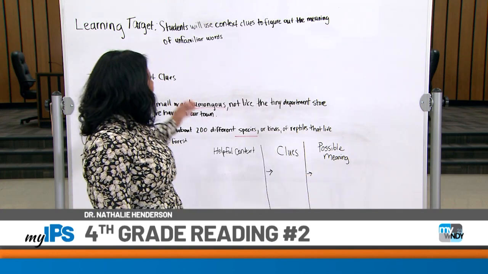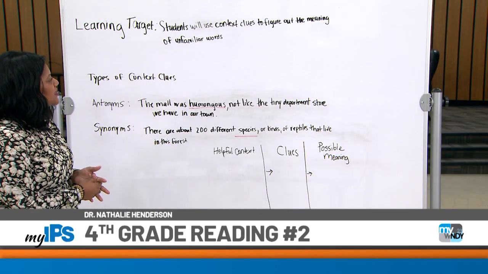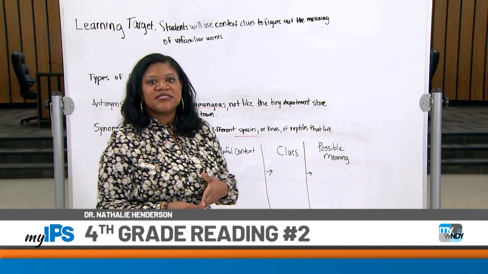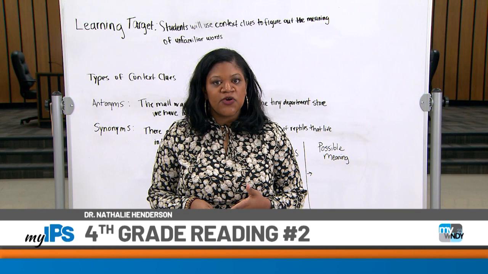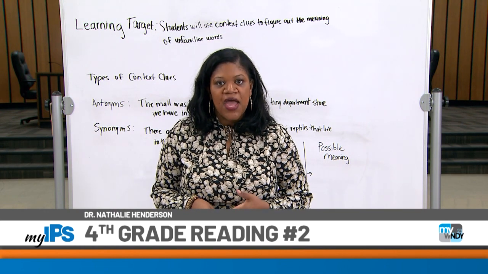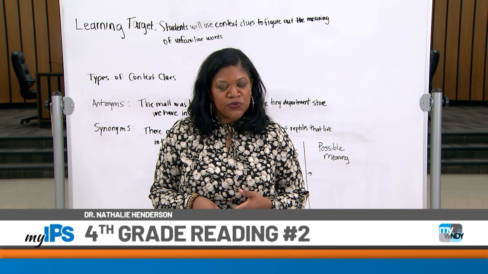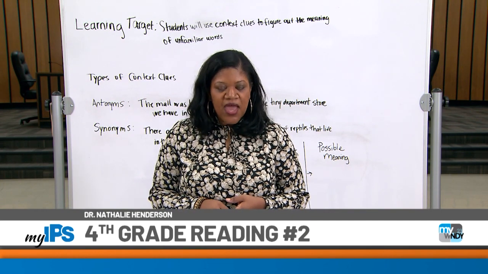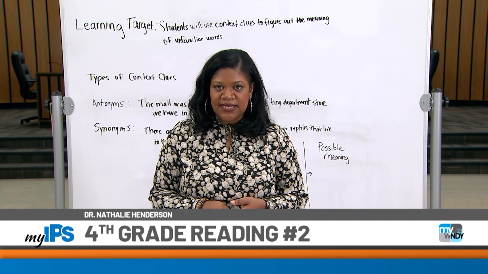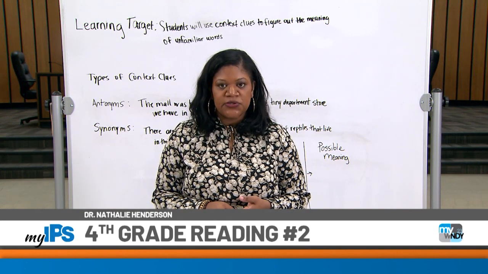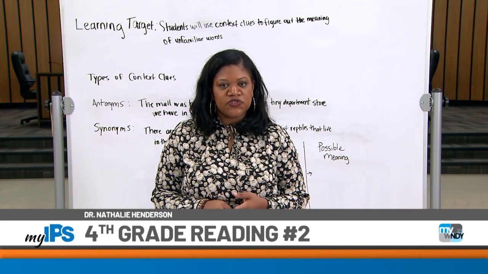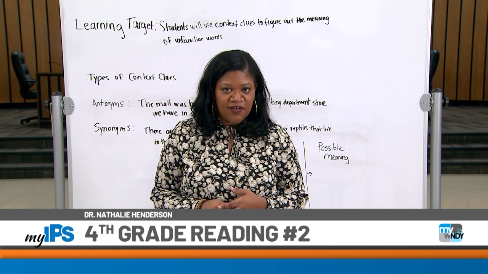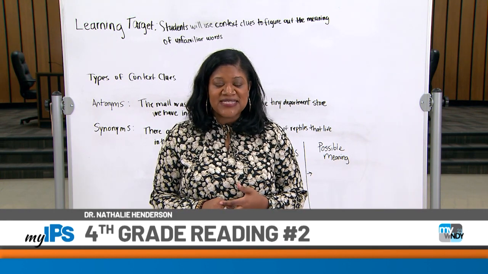Behind me, I have our learning target. Students will use context clues to figure out the meaning of unfamiliar words. Sometimes when we read text, we come across words that we don't know, and the skill of using clues to figure out what the word means is using context clues. Antonyms and synonyms are words that I know are familiar to you. You've probably been learning about them since you were in 1st and 2nd grade. Antonym typically means the opposite of a word, and synonym means the same.